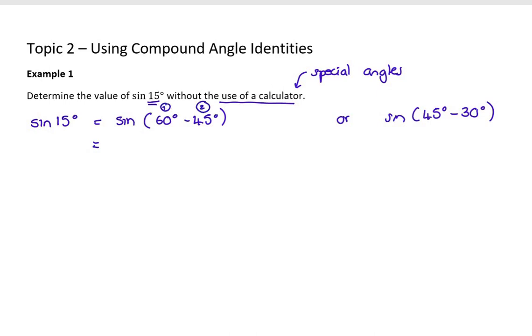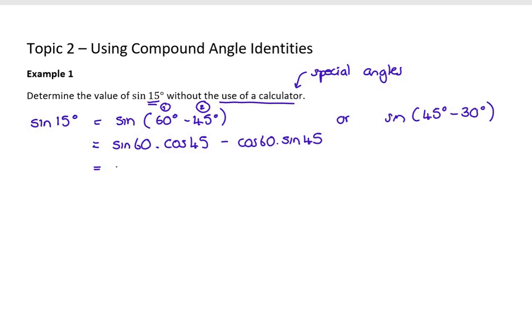Right, now there's an identity which is sine of angle 1 minus angle 2, and the identity says this: we sine the first angle, so sine of 60, times cos the second angle, which is 45, minus cos the first angle times sine the second. Now, that's quite new for us. We've had to use reduction before, but all of a sudden we have compound angle identities, and so we can use that to expand this sine of a minus b into just using special angles.